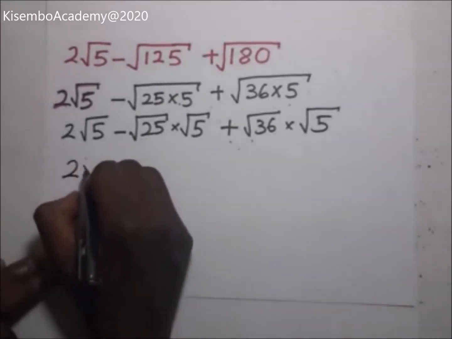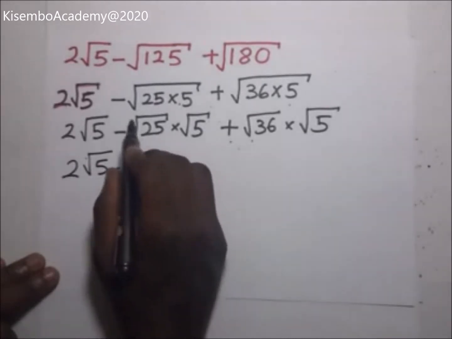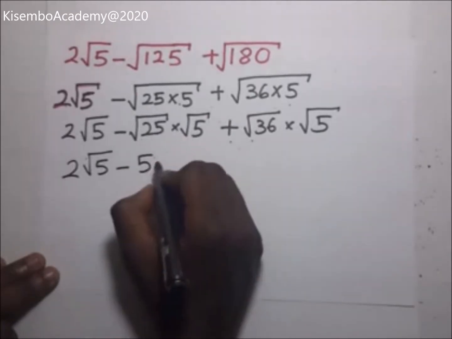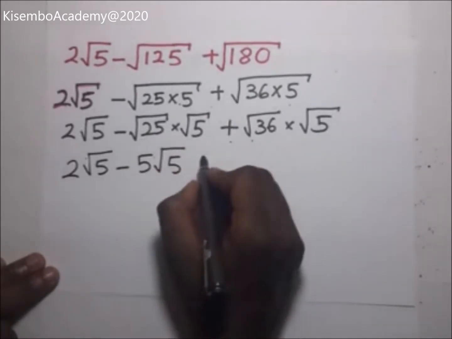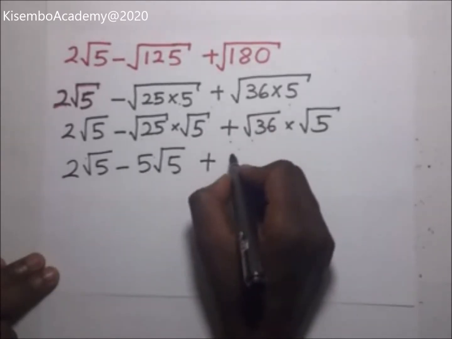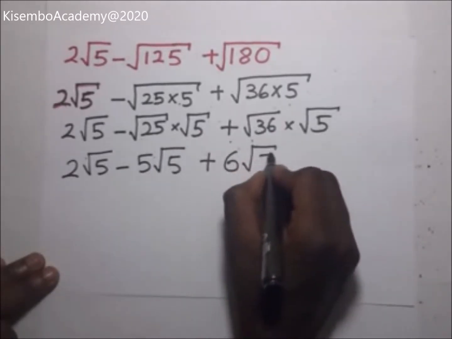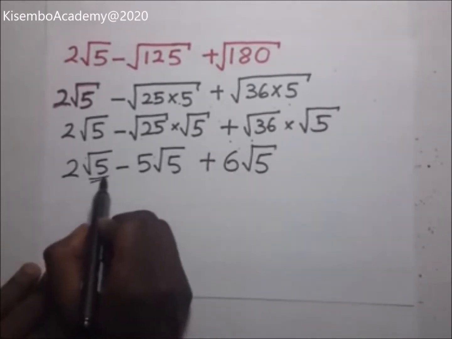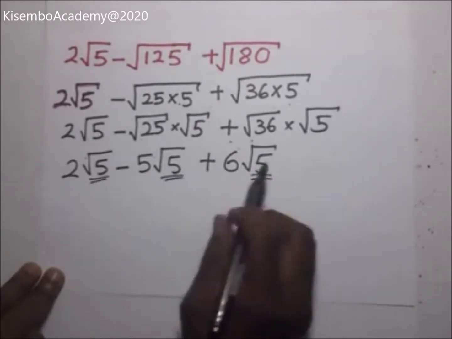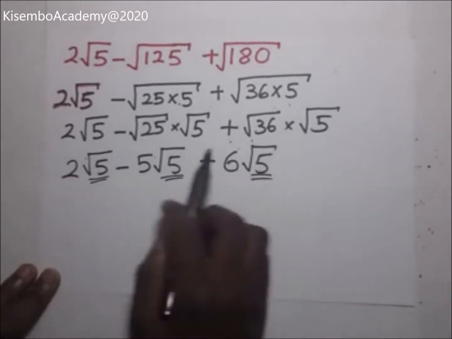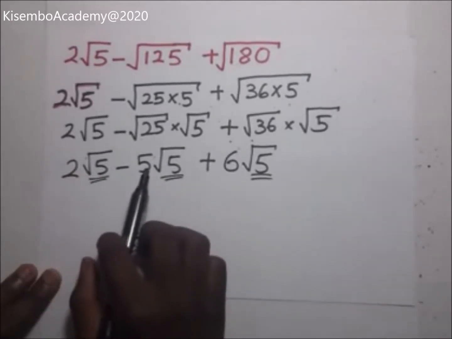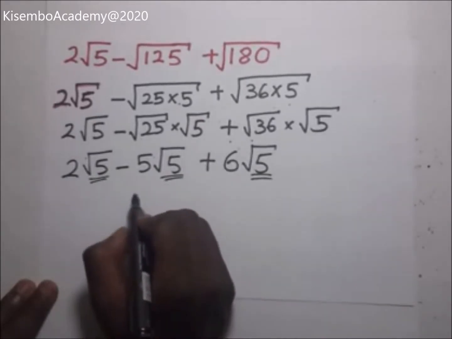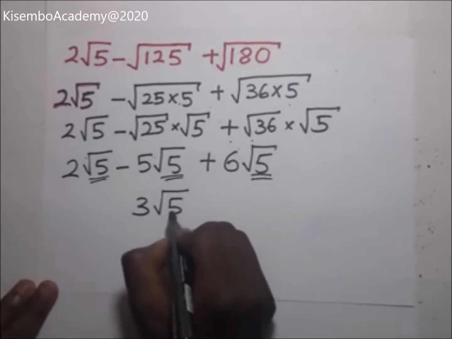So right here, this is going to become 2 times the root of 5 minus the square root of 25. 25 is a perfect square, so the square root of 25 is 5 times root 5. Then plus the square root of 36, which is 6 times root 5. So we end up with like terms: root 5, root 5, root 5. So what we do here is simply add, because all these are like terms. 2 minus 5 gives us negative 3, negative 3 plus 6 gives us positive 3. So it's going to give us 3 root 5.